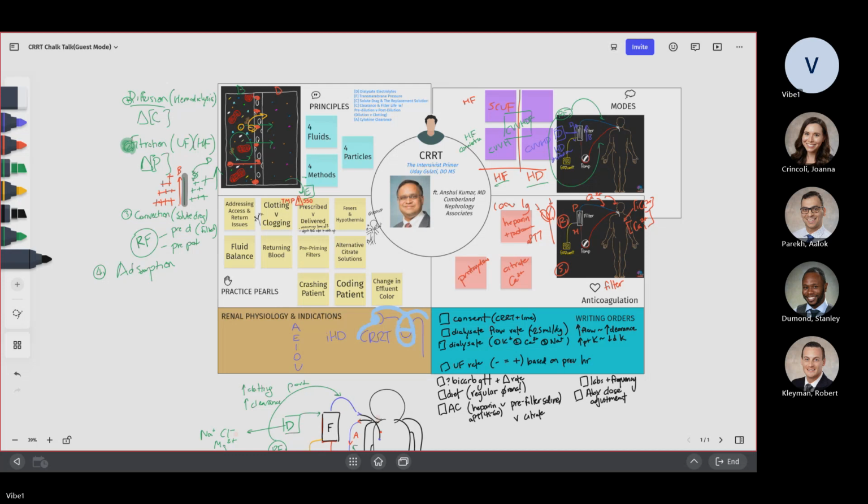They do have a CRRT conference. If you're ever interested, it's a fellow conference, I think in Atlanta. The University of Alabama does it, and they have a 2-day or 3-day conference there.